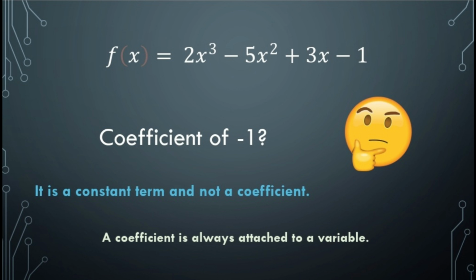But for the constant term minus 1, do we have a coefficient? No, it is a constant term and not a coefficient. A coefficient is always attached to a variable. So you can remember that a coefficient is always attached to a variable, and so it is not a coefficient. It is only a constant term.